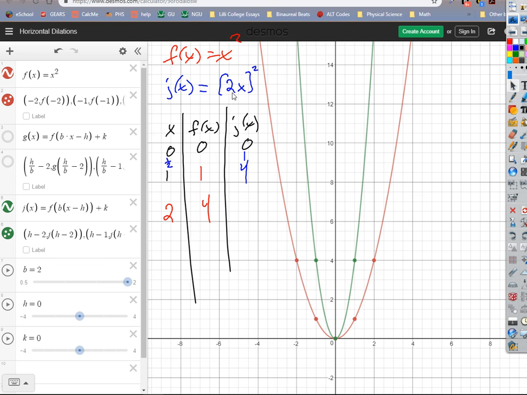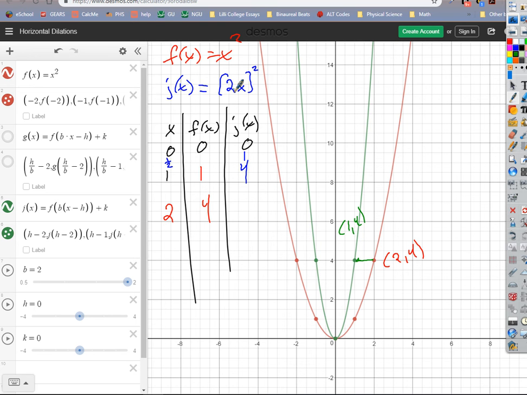When b is 2, we're dividing the x values by 2, which scooted this one, for example, from a value of 2. The original coordinates were 2, 4. The dilated coordinates became 1, 4. The x values were diminished. They were divided by 2.